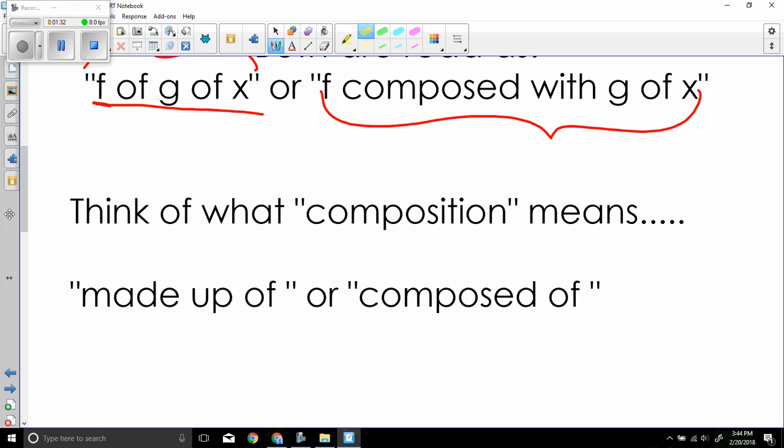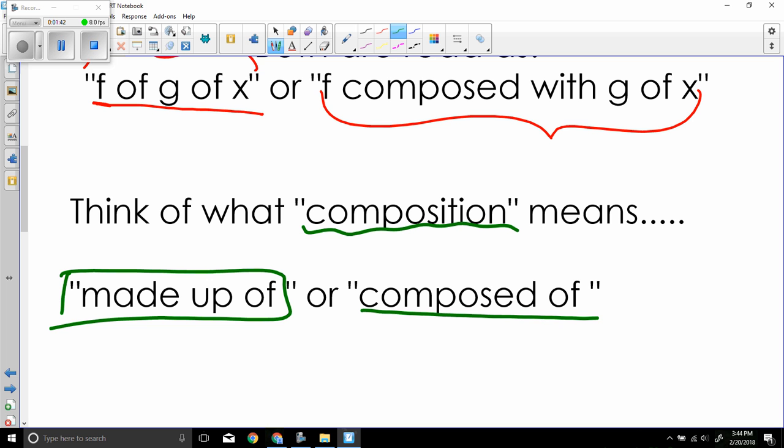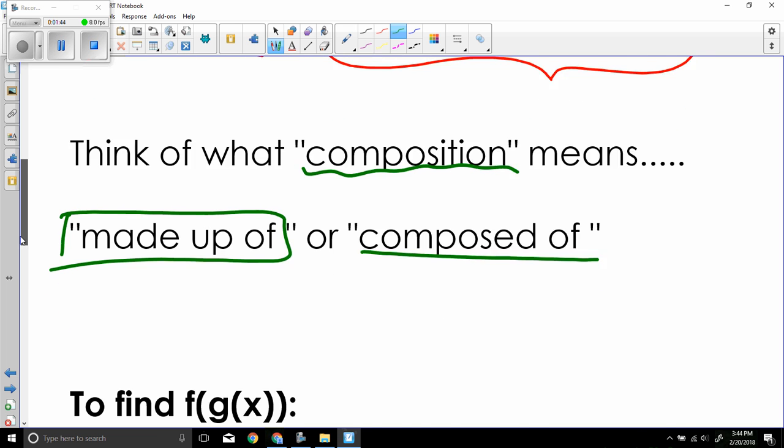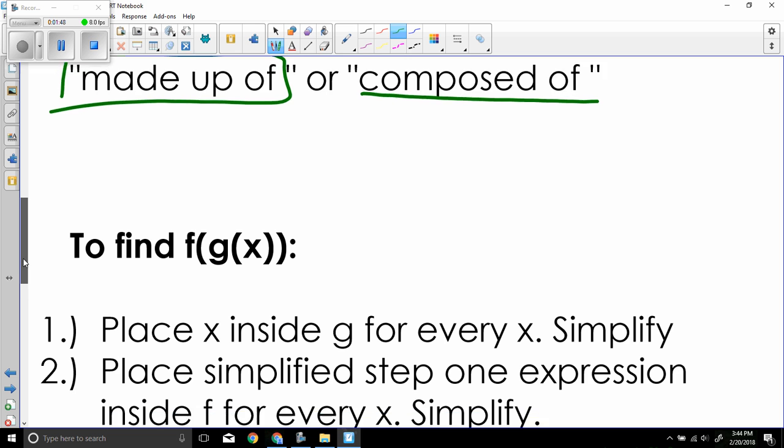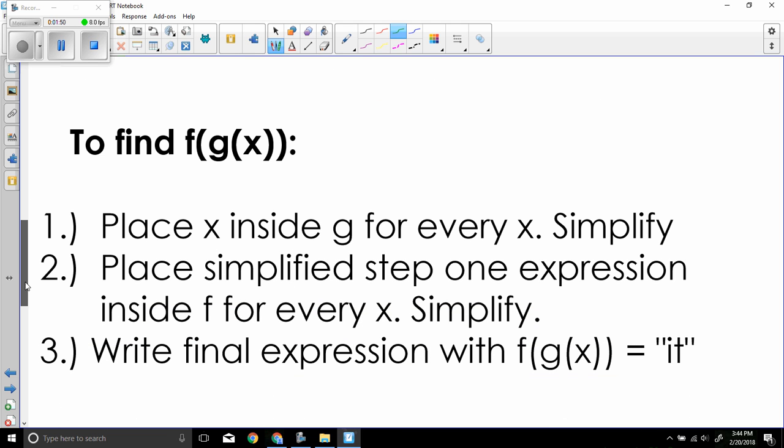Now, of course, I just got done talking about this idea here, and I started thinking about what composition means, okay? It means made up of, or composed of. It's like it's inside of another. Now, it says to find f of g of x, we'll want to do these three steps. Well, that would be a great time to pause the video and actually write down these three steps.